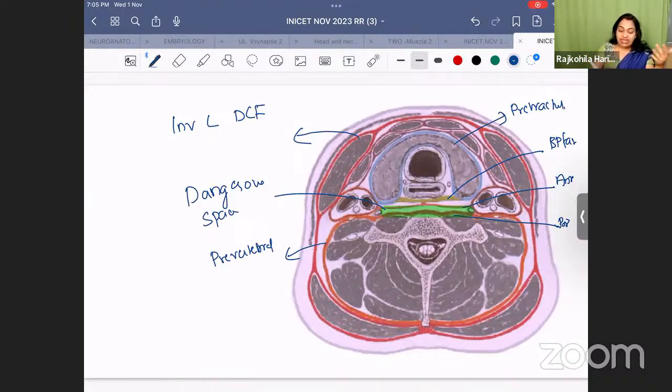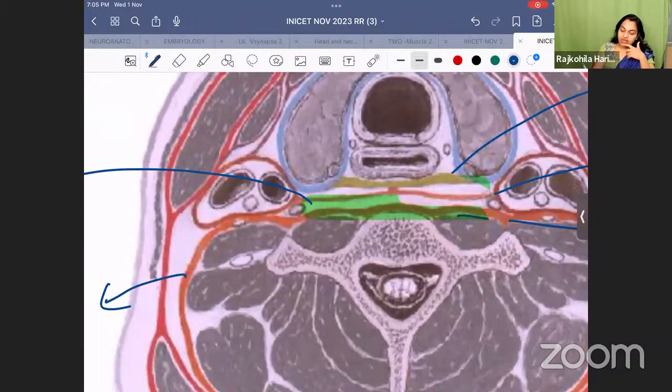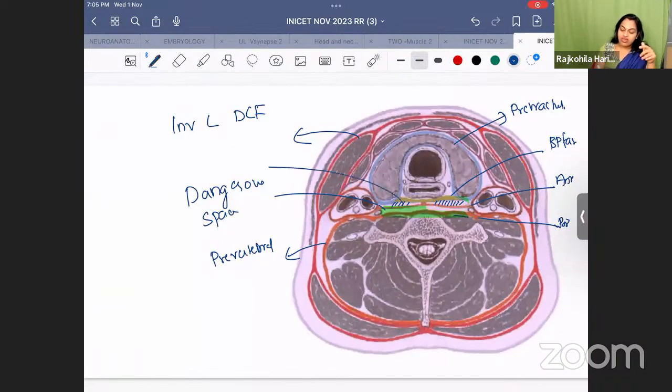Now, just anterior to it, between the buccopharyngeal fascia, I'll use a pen. Between the buccopharyngeal fascia and the alar fascia, on either side of the midline, which are put as lines, that is the retropharyngeal space. Okay, it lies on either side of the midline. There are lymph nodes here. It can lead to abscess, retropharyngeal abscess, right?